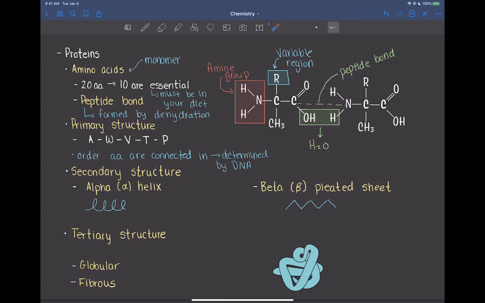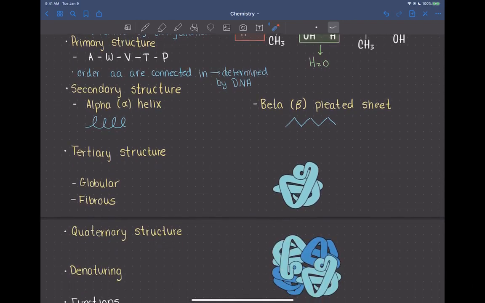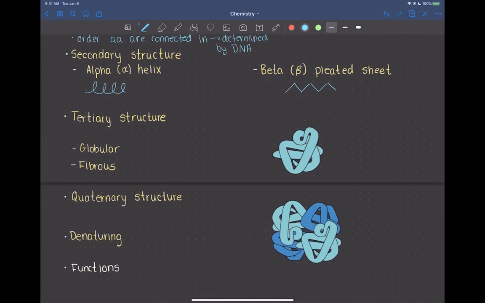Okay, back to our structure. All right, so we have our primary structure, which is just what order are the amino acids in. The secondary structure, we're starting to get some shapes. All right, so those two shapes are alpha helices, or singular, an alpha helix. All right. And then beta pleated sheets. Okay. Then our tertiary structure can form.